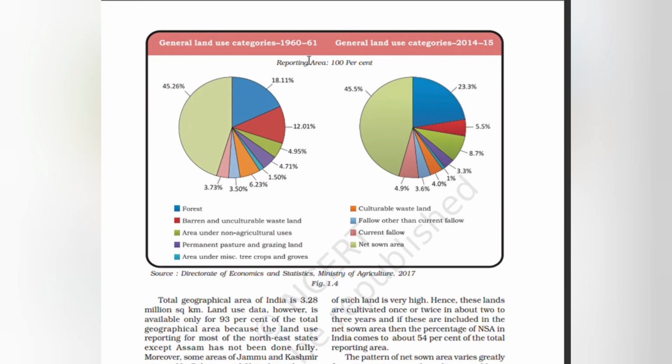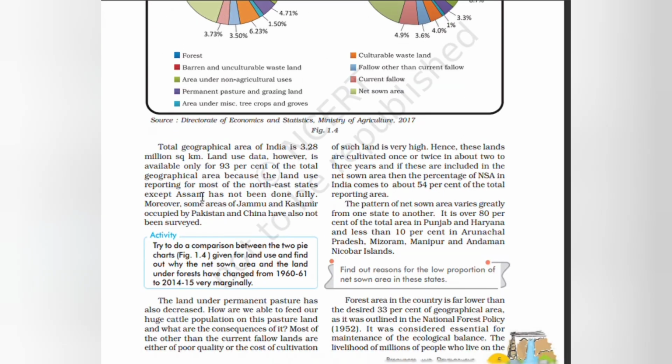General land use categories, 1960-61 to 2014-15. Forest, barren and unculturable wasteland. Area under non-agricultural uses, permanent pastures and grazing land. Area under miscellaneous tree crops and groves. Culturable wasteland, fallow other than current fallow, and net sown area.